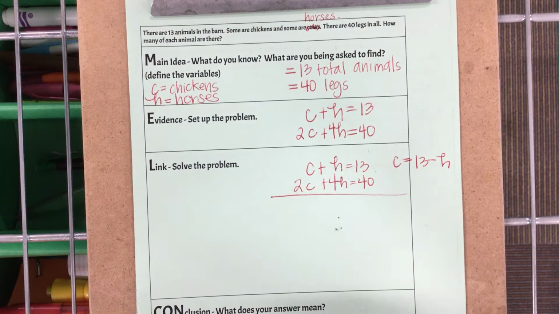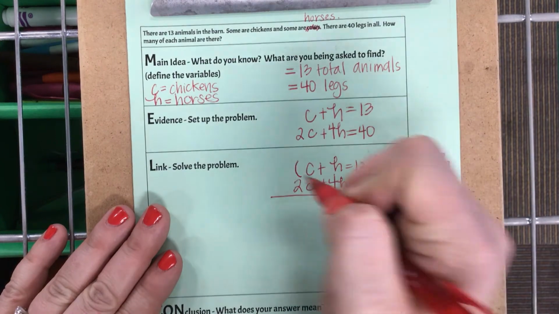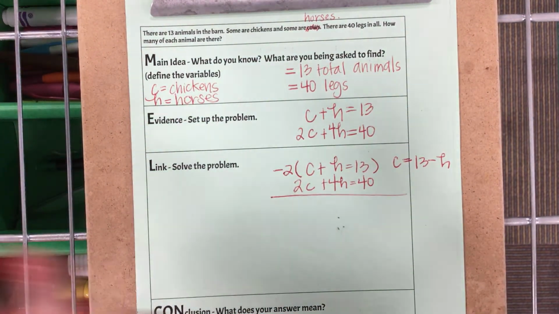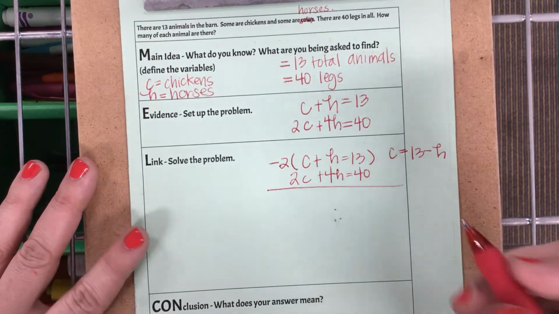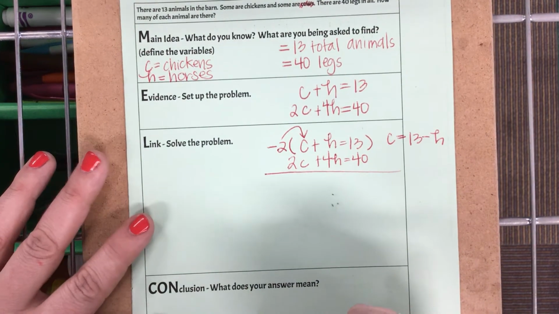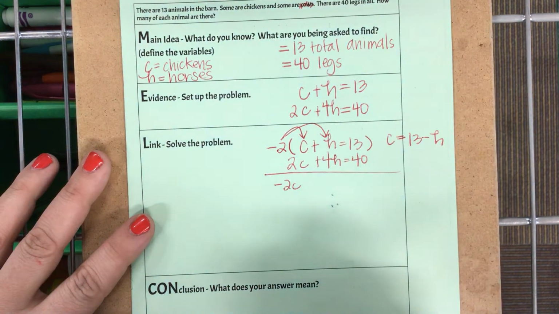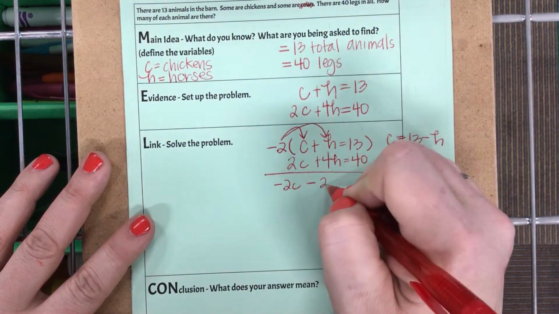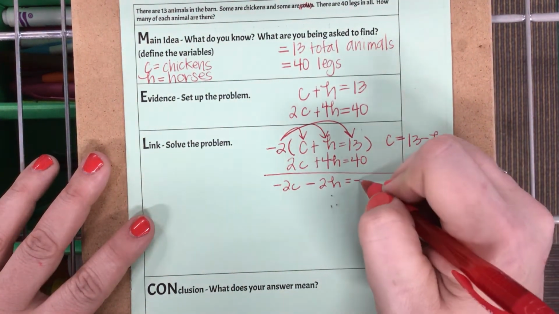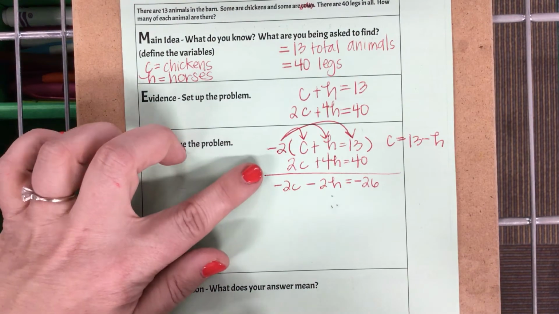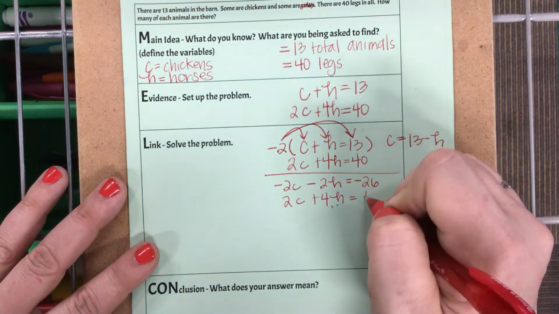Can you eliminate right away? No. What should you do? Multiply the top by -2. You could multiply by 2 and then change it afterwards. Totally fine. -2 times C is -2C. -2 times H is -2H. And -2 times 13 is -26. Does the second equation change? 2C plus 4H equals 40. I agree.